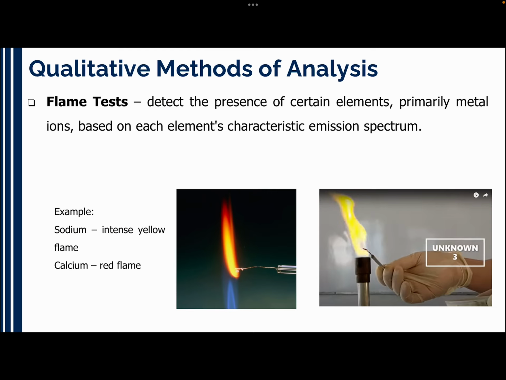So next is the flame test. So it is also one of the qualitative methods of analysis. So it detects the presence of certain elements, primarily metal ions, based on each element's characteristic emission spectrum. So for example, if we have a solid sample and we will determine what metal it is, then the flame test can be used to detect which metal it is. So for example, some metal gives yellow light, so we can say that specific metal is sodium, or if there is a red flame, then we can say it is calcium. So for the flame test, we have a solid unknown, then we test it for flame, then each of those metals emits a different flame color.